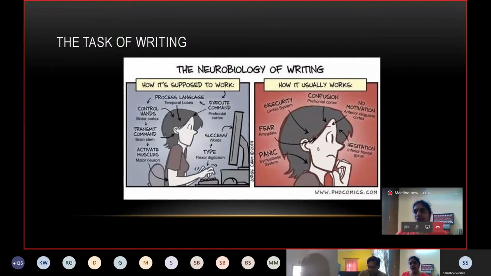And then you also want your publication to come out in a very vibrant and successful manner. So that is how it is supposed to work. But many a times what happens is, there's an insecurity, there is a fear, there is a panic, there is a confusion, and many a times there is lack of motivation and also a hesitation.